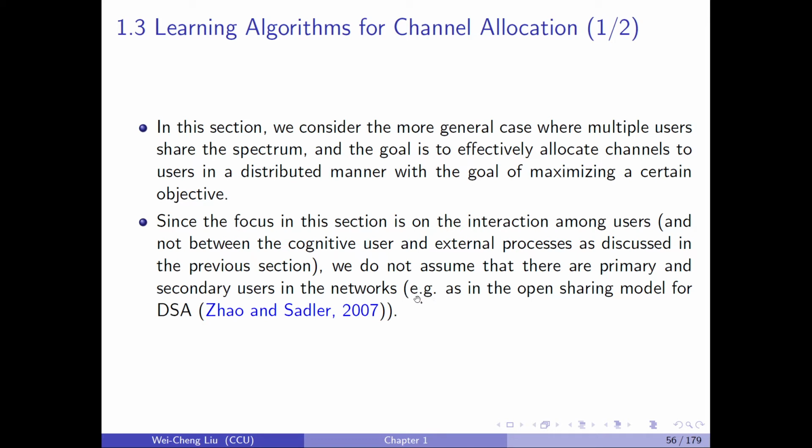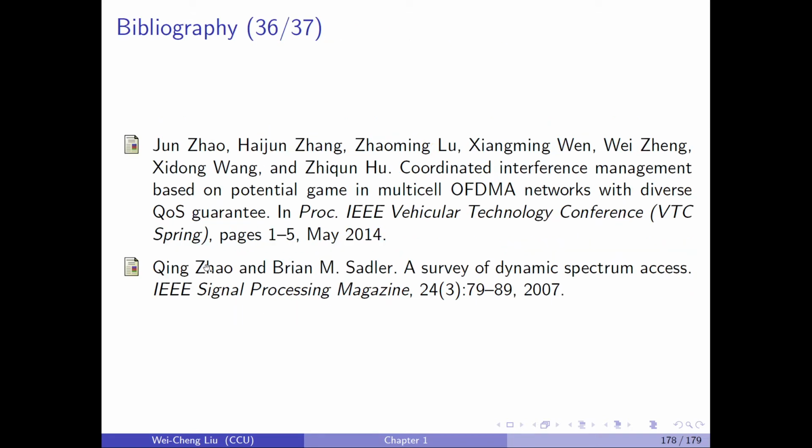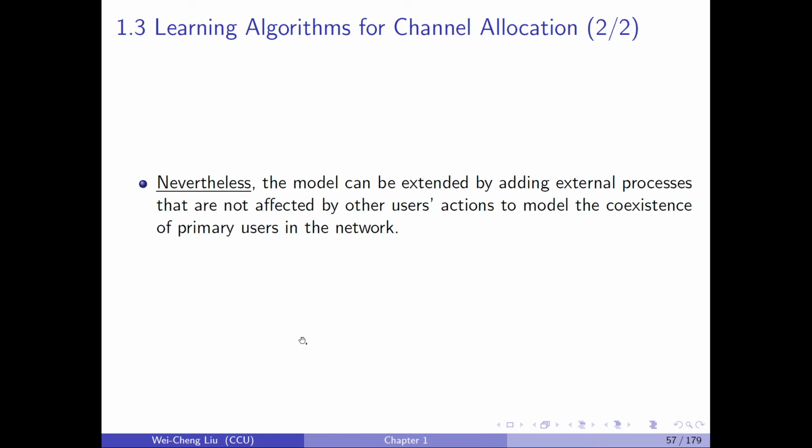E.G. means for example, as in the open sharing model for DSA, Zhao and Sadler, 2007. Let us see this reference. Zhao and Sadler, a survey of dynamic spectrum access, which was published in IEEE Signal Processing Magazine in 2007. Nevertheless, what is nevertheless? Let us see the handout.